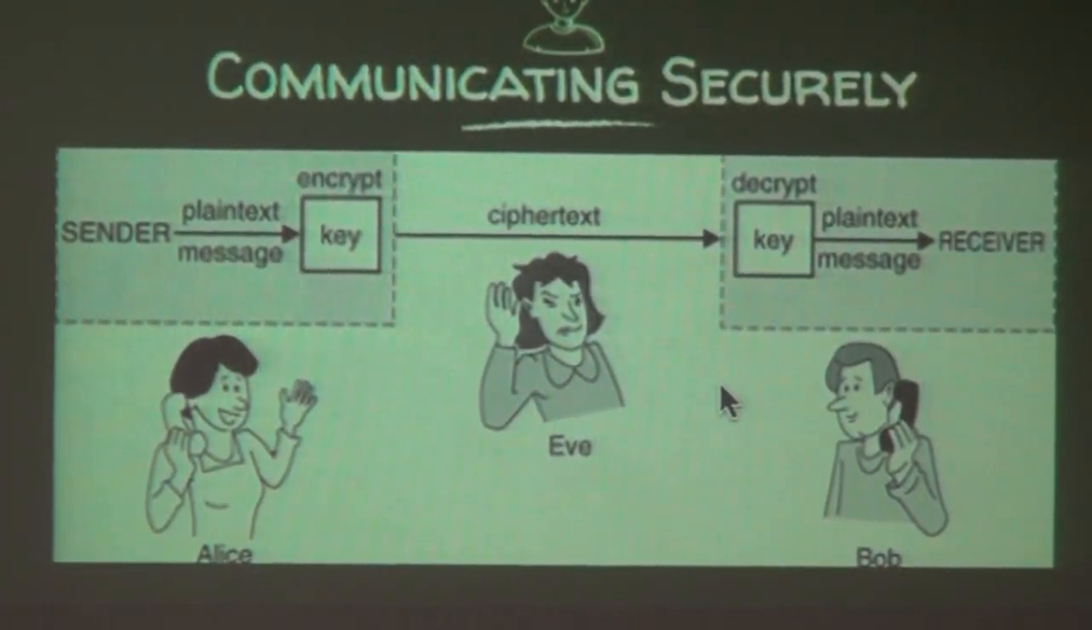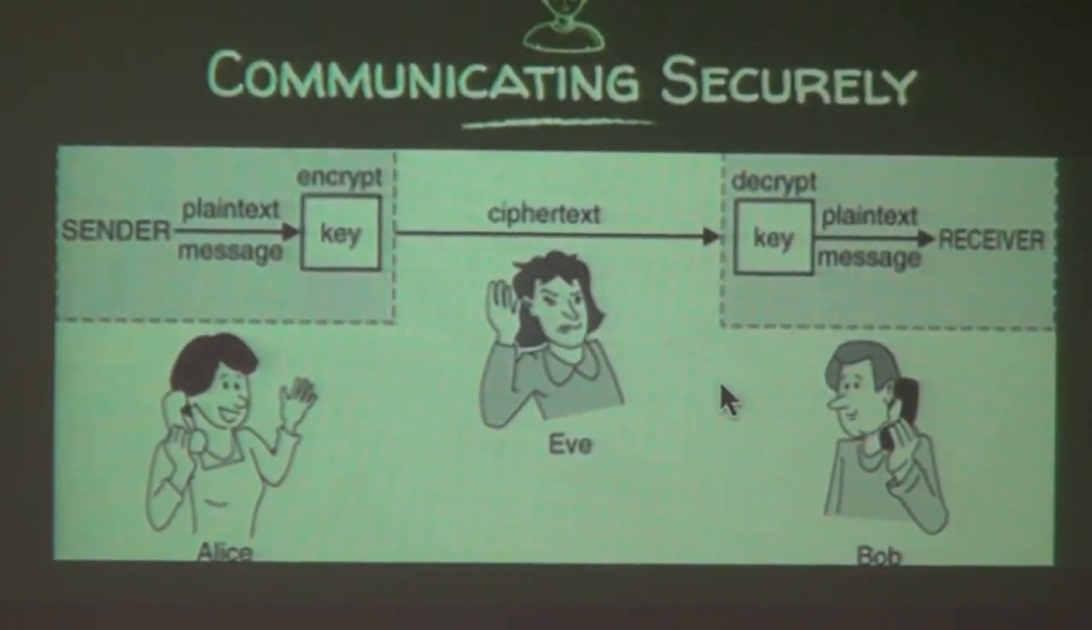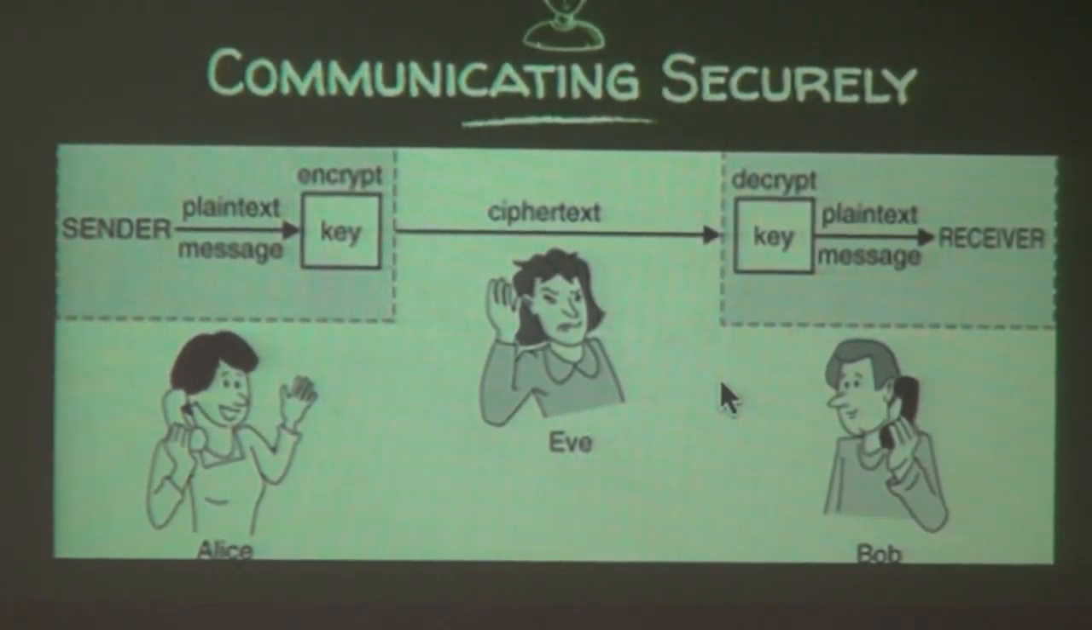So here is again a figure describing what communicating securely is all about. You have the sender sending this message, and this has to be encrypted using some key, so that in the end it becomes a ciphertext. Bob will get this ciphertext and in the end decrypt it so that he will be able to get the actual plaintext. Of course, there's Eve wanting to know the secret message that Alice is sending to Bob.